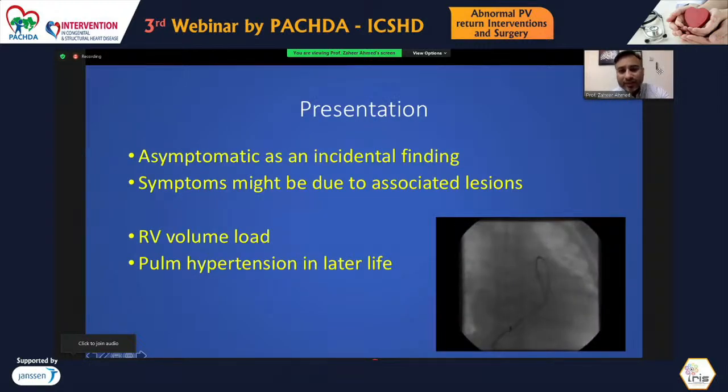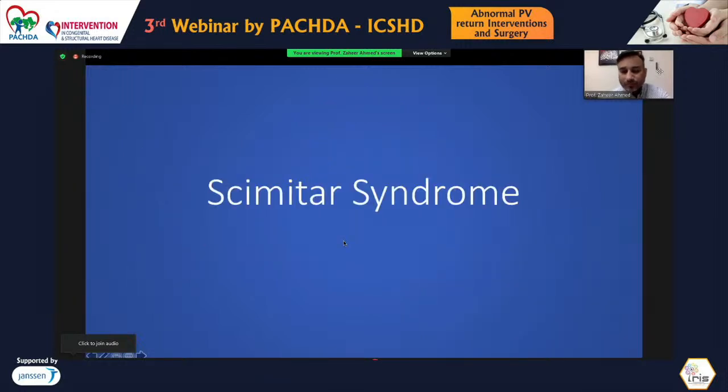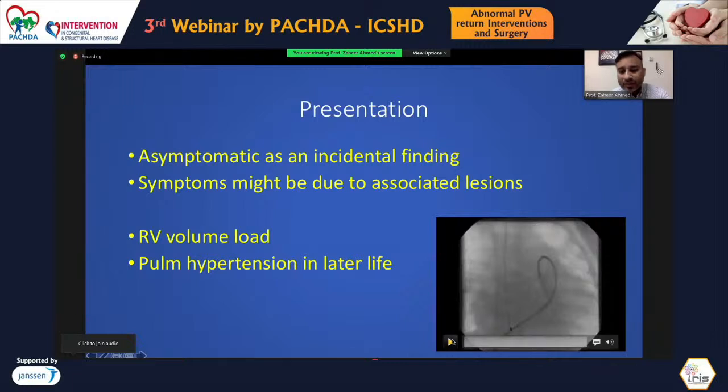In terms of presentation, it could be an asymptomatic incidental finding, or symptoms might be due to associated lesions. Generally, the implications are right ventricular volume load and pulmonary hypertension in later life. For example, this patient presented in the third decade of life with shortness of breath, and was then found to have left-sided anomalous pulmonary veins draining to the right side. You could see in this slide.